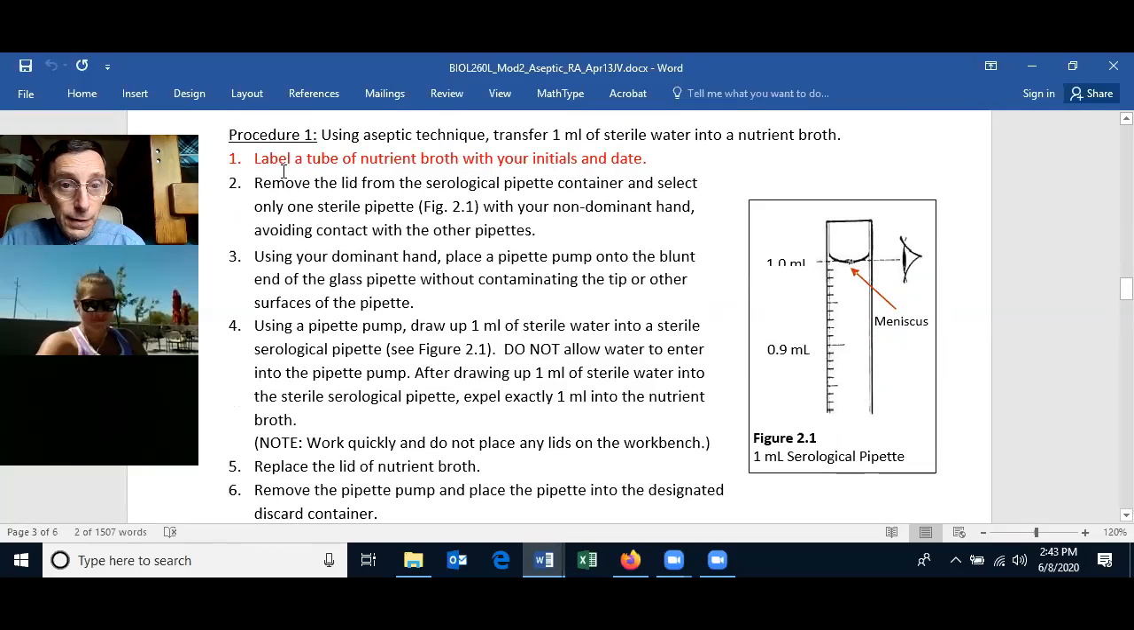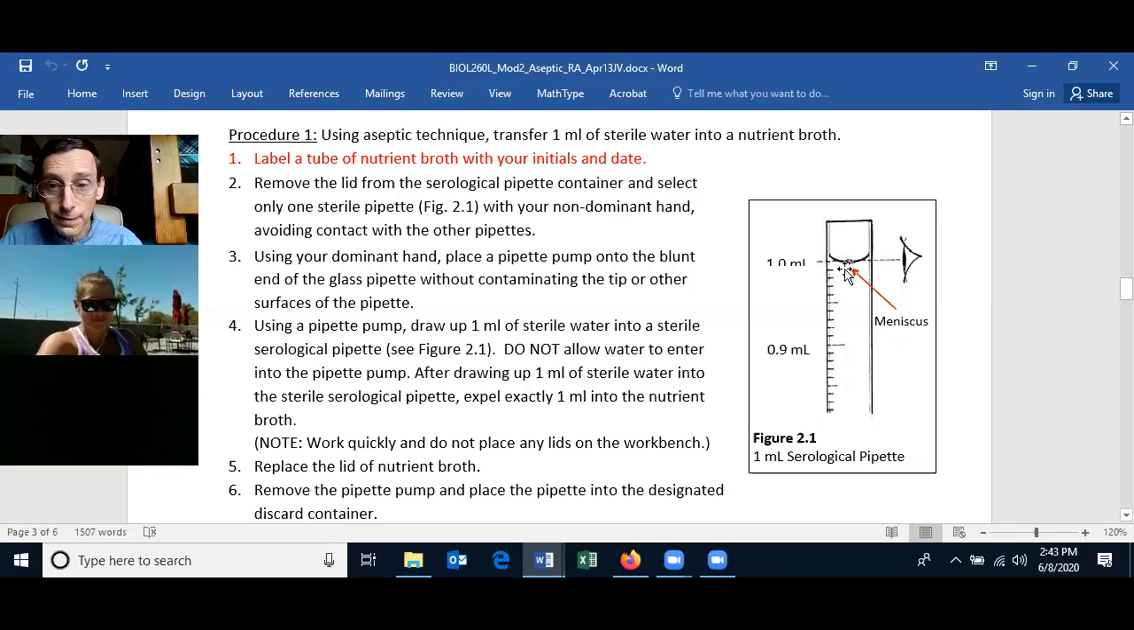You must appropriately label the tube, and you should label it with your initials and the date. You should also put on the type of media if you know it, and it's nutrient broth. And then you should put the inoculum, what you're inoculating it with, as well as, optionally, the temperature.